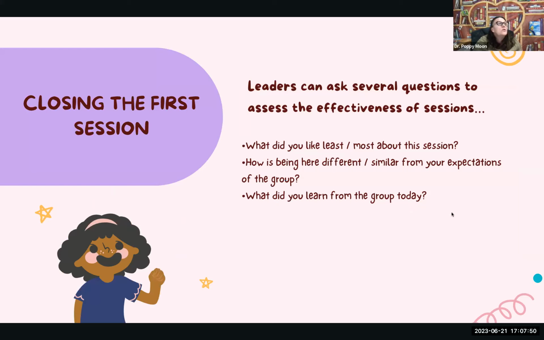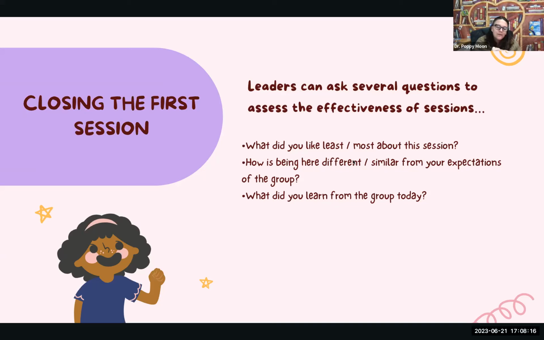All right, so closing the first session, you can ask a lot of questions to see how effective your session was. So as you go around and you close, you say, what did you like most about this session? What's different? What were your thoughts about what was going to happen when you came to group? And then how is that alike, or how is that different from what you were thinking about? Or what did you learn from the group today?